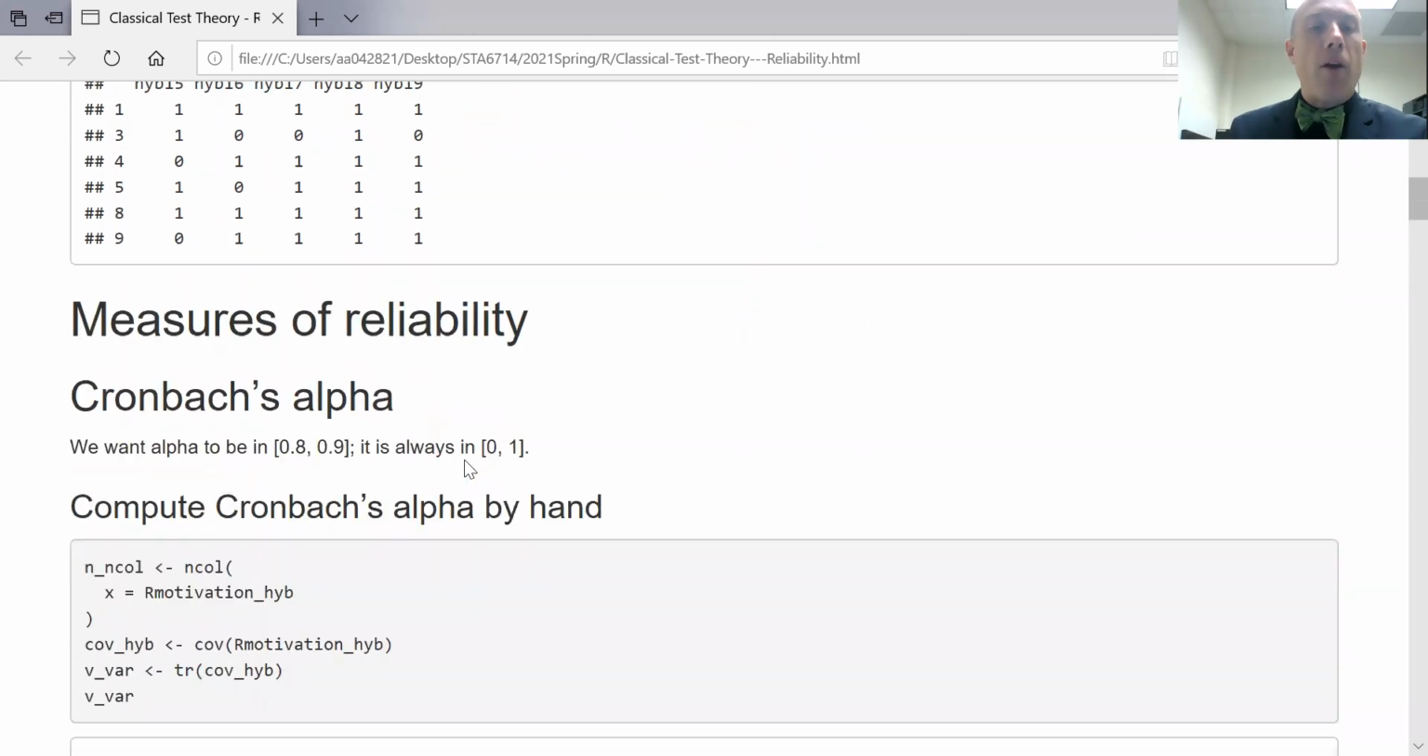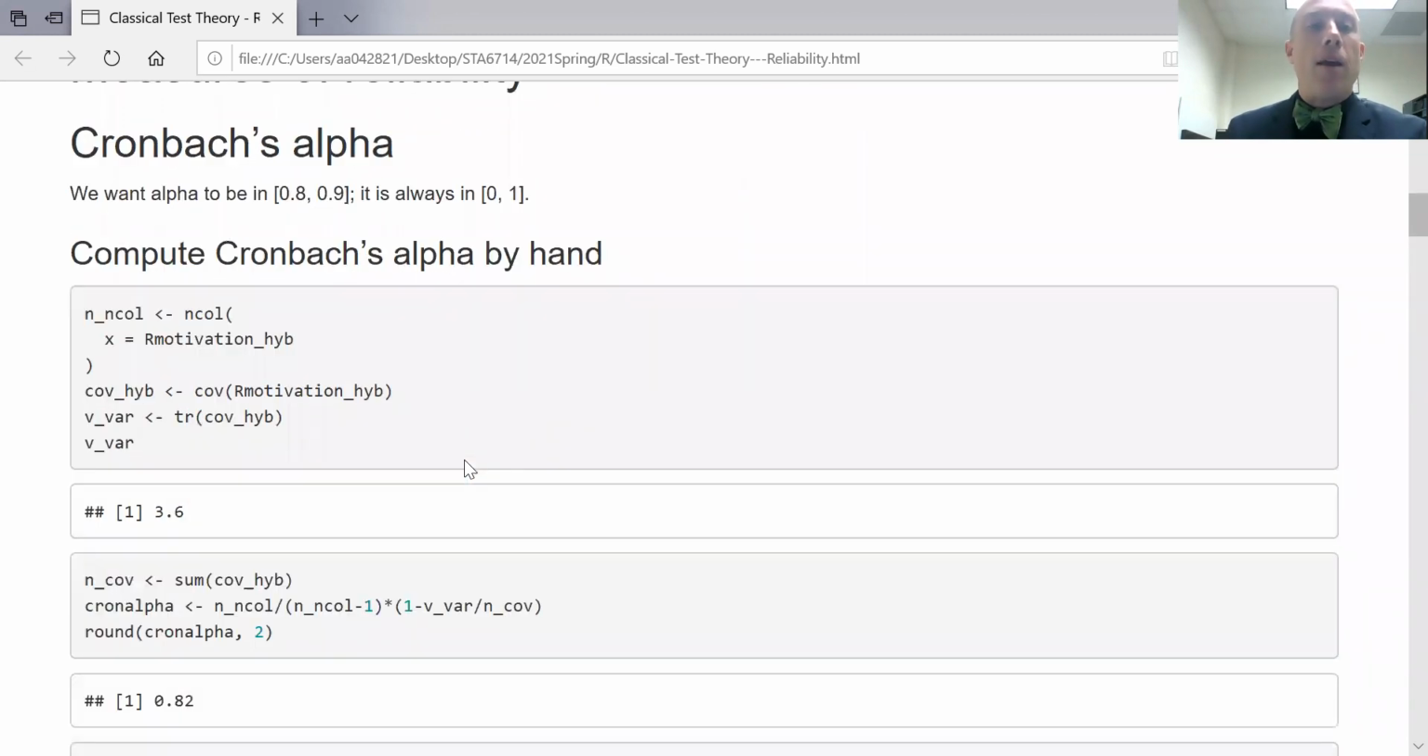All right, so now let's look at our first measurement of reliability. Here is Cronbach's Alpha. Cronbach's Alpha is always between 0 and 1, but we want it to be between 0.8 and 0.9. If it's more than 0.9, then there's probably something hinky going on, that it's too good to be true. If it's below 0.8, then it's not at the level of reliability that we want. So 0.8 to 0.9 is where we want it to be.